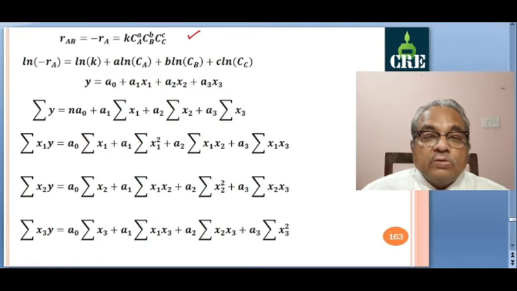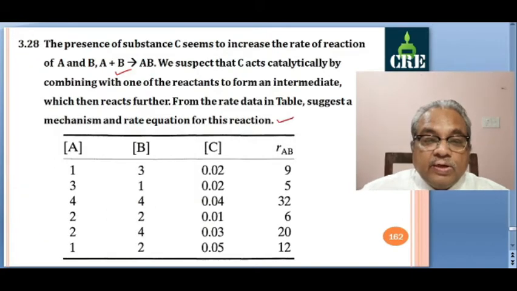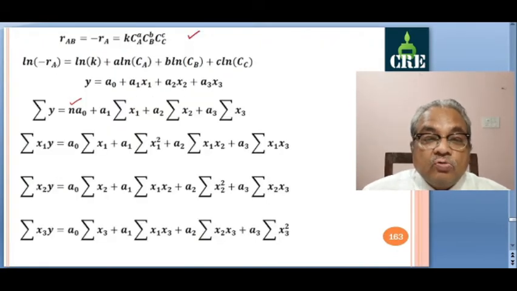Okay. So this A0 constant I have to evaluate and correspondingly these constants A1, A2, A3, which are nothing but finally a, b and c, corresponding orders. So what I have to do is I have to take the summation of this. Sigma y is equal to N A0, N is number of data points. Okay. Here, how many data points you have? 1, 2, 3, 4, 5, 6. So 6 data points. So N is equal to 6 in this case. Plus A1 into sigma x1, A2 into sigma x2 plus A3 into sigma x3.